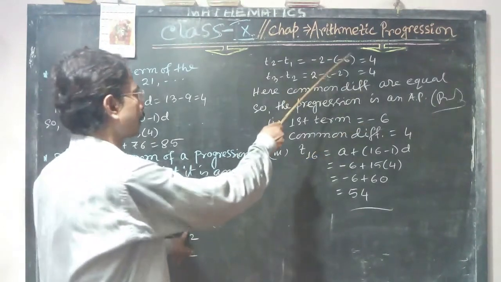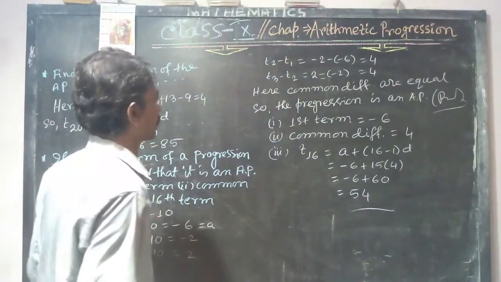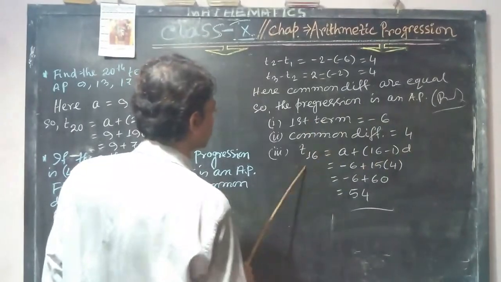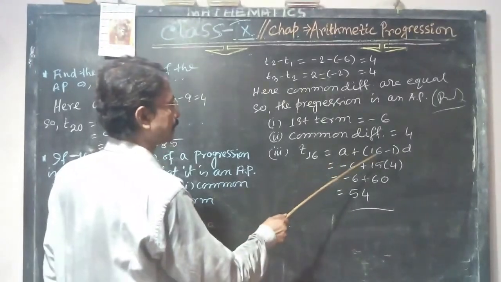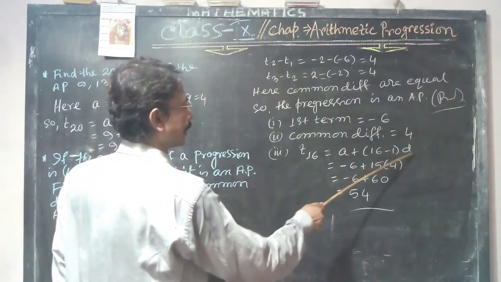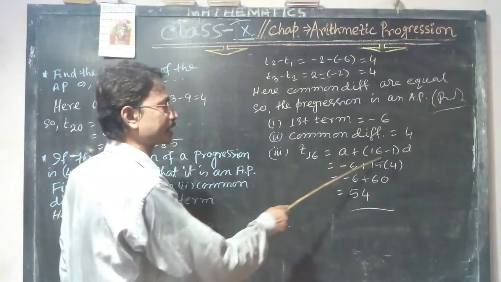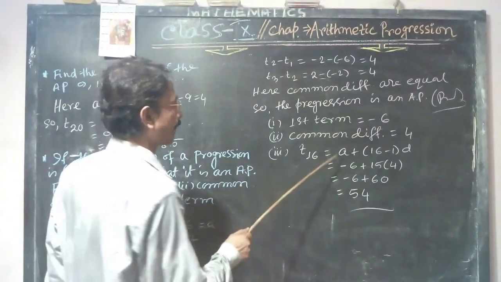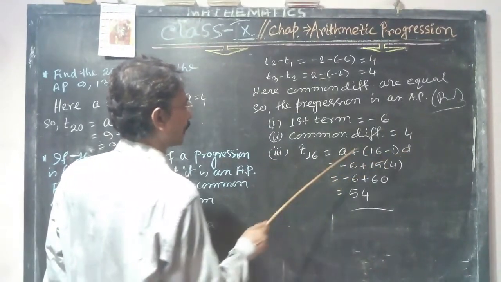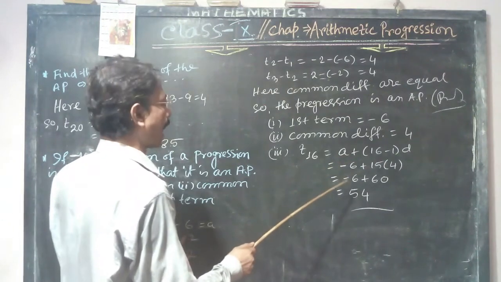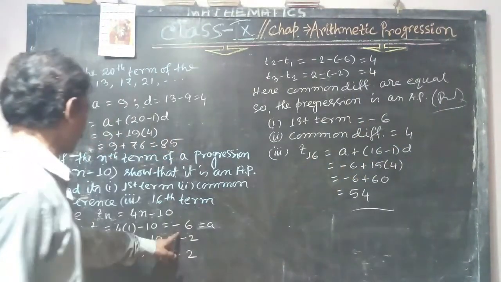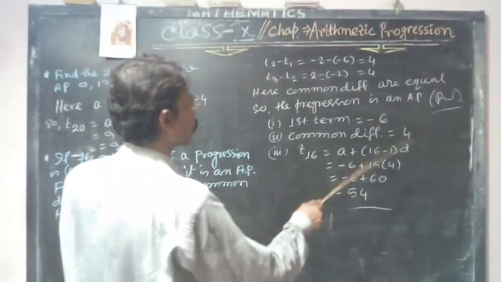Next, first term equals T1 equals minus 6. Common difference equals T2 minus T1 or T3 minus T2. Here common difference equals 4, and the 16th term T16 is a plus 16 minus 1 into d. The formula is Tn equals a plus n minus 1 into d. In place of n we put 16, so a plus 16 minus 1 into d. In place of a we put minus 6 and d we put 4, a equals minus 6 and d equals 4.